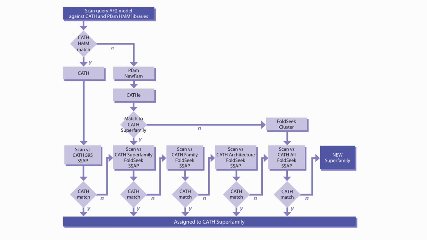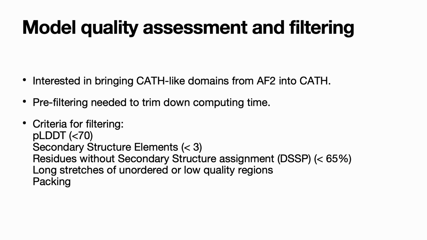So while this is the protocol that we used, we had to introduce some filtering criteria because we're still talking about around 800,000 domains. We are interested in bringing in PDB-like domains and domains that are similar to things that are already in CATH from AlphaFold into our database. So we need to set up some pre-filtering criteria, not only to trim down computing time, but also to discard structures that don't look like globular domains. So we set up various criteria for filtering.